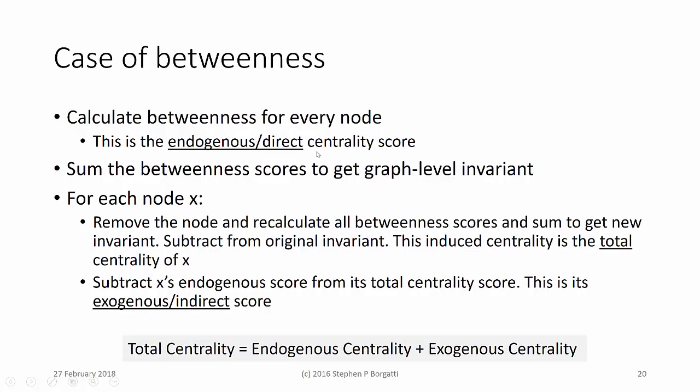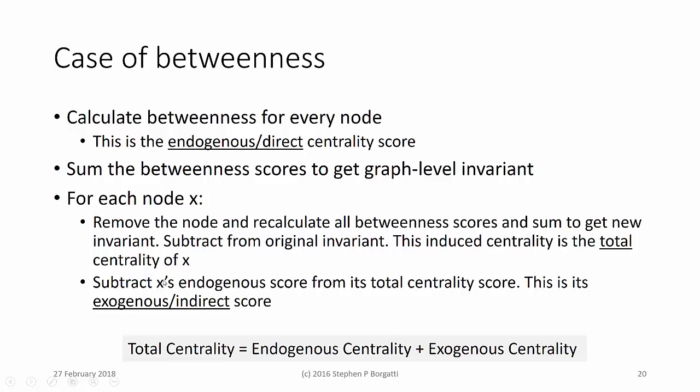So here's the case. We sum the betweenness scores to get the graph-level invariant. That's the sum of all betweennesses. Then for each node x, we remove the node, we recalculate all betweenness scores, and we sum them to get the new invariant. And then we subtract that from the original one where x was present, and this is the induced centrality, which we're going to call the total centrality here.